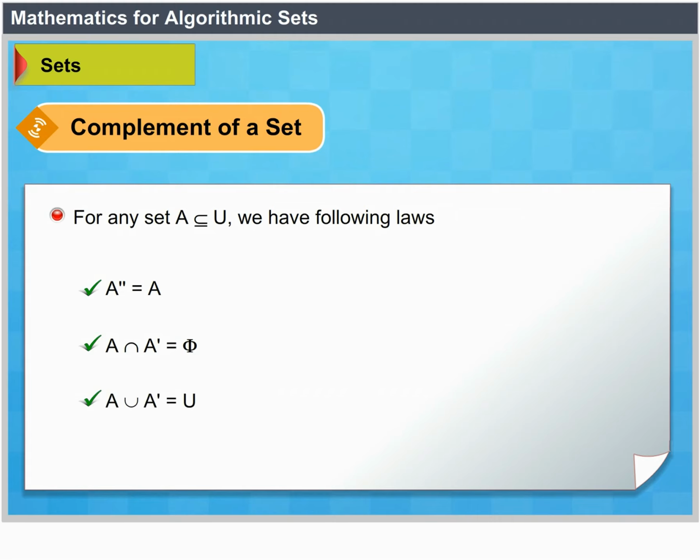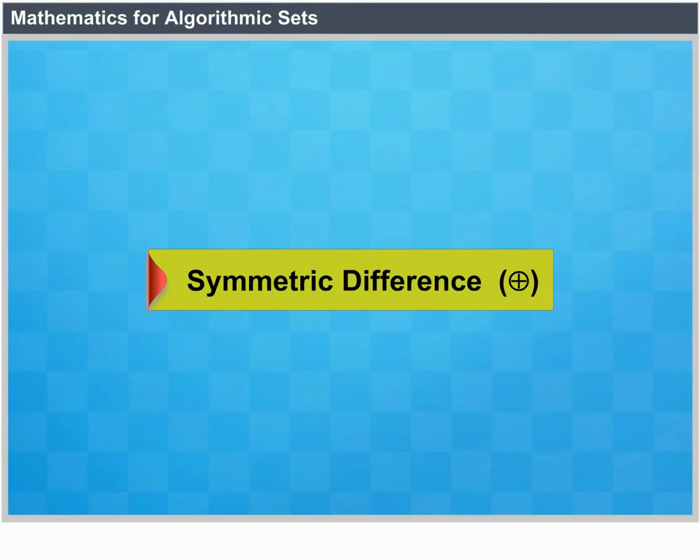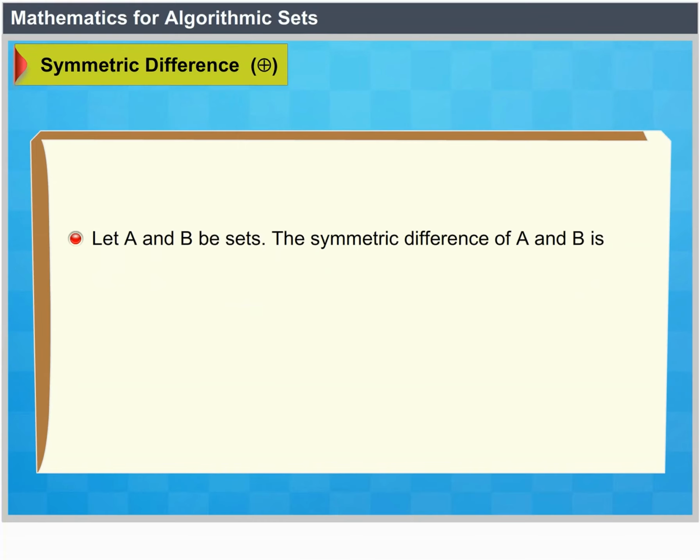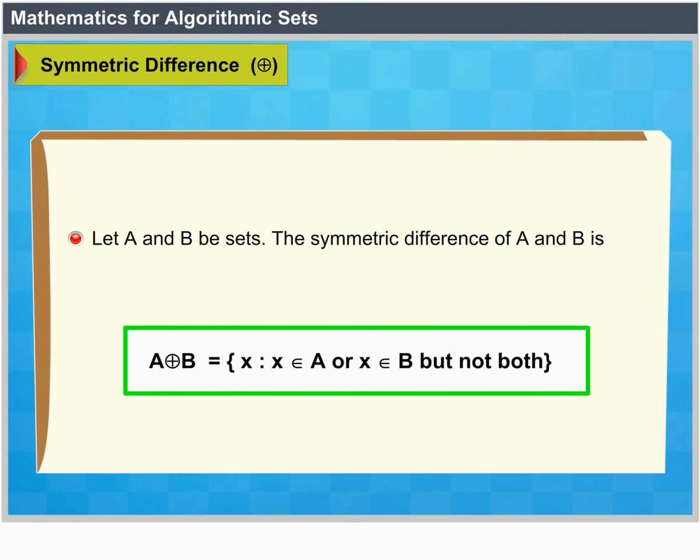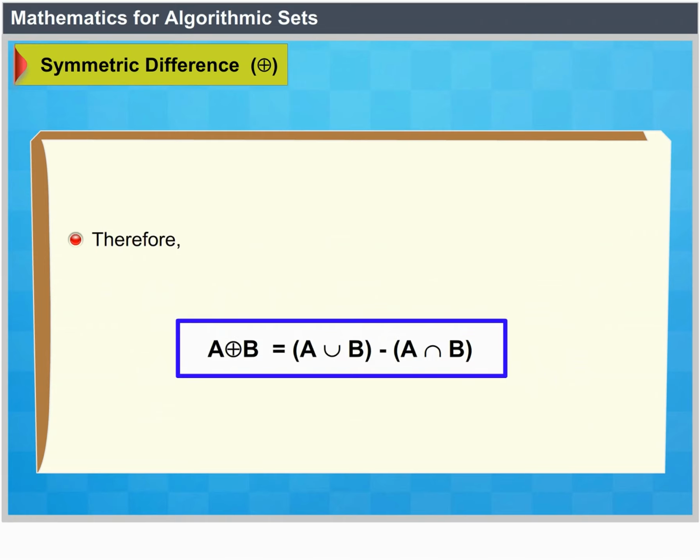Symmetric difference, denoted by circle plus or XOR. Let A and B be sets. The symmetric difference of A and B is A ⊕ B = {x such that x belongs to A or x belongs to B but not both}. Therefore, A ⊕ B = (A union B) minus (A intersection B).